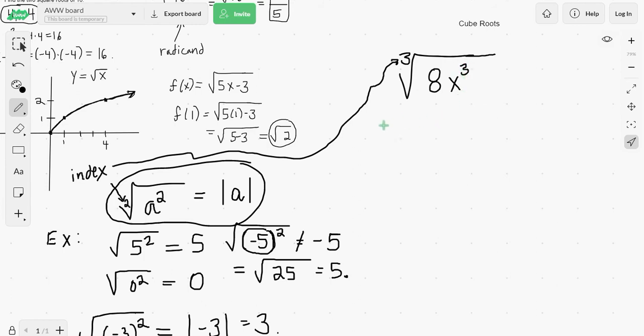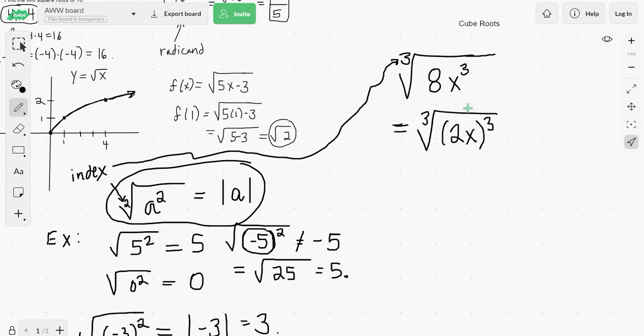Cube roots are nice. Because we have an odd index, we don't have any of the absolute value business that we had when we were talking about squares and squaring things. So here's what we get in this case. We take the cube root of 8, we take the cube root of x cubed. We can split things up this way if we'd like. Or, better yet, instead of splitting things up, maybe we don't know about splitting things up yet, we can write it in this form.